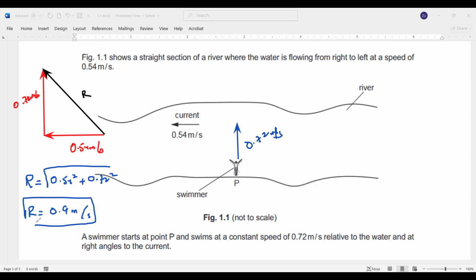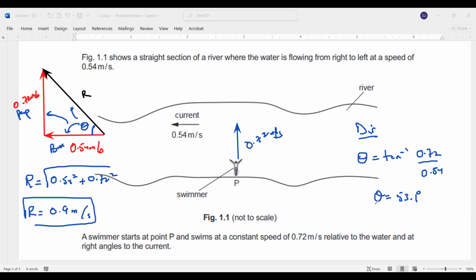That's the resultant. How to find the direction? We need the direction from the river current, or the river bank. So we need this theta. With reference to theta, this one is the base, here is the perpendicular, and this is the hypotenuse. So the direction theta equals tan inverse perpendicular divided by base. The perpendicular is 0.72, divided by 0.54. The answer is 53.1, so 53.1 degrees is the direction.